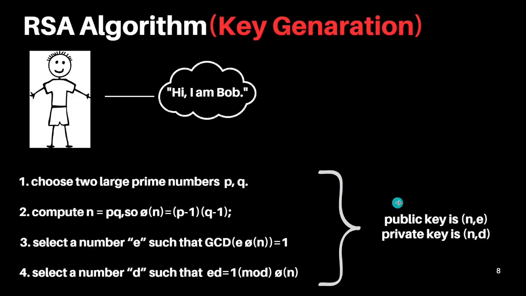So now after calculating e and d, e will be our public key. So e will be the public key of Bob, and d will be the private key of Bob. So these are the 4 steps involved in generating the keys for Bob.